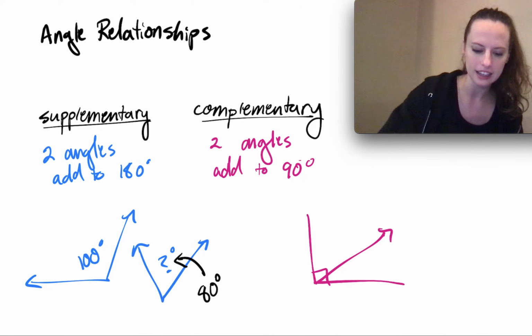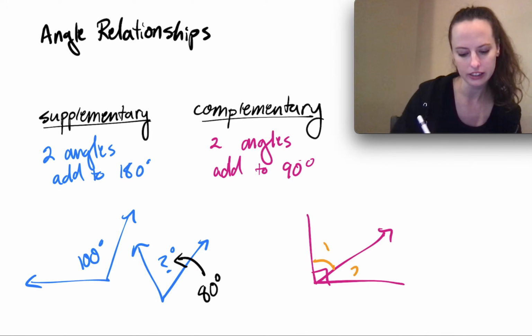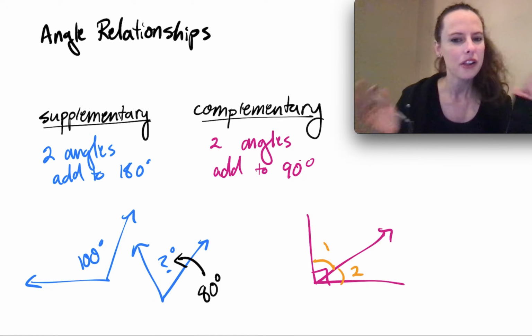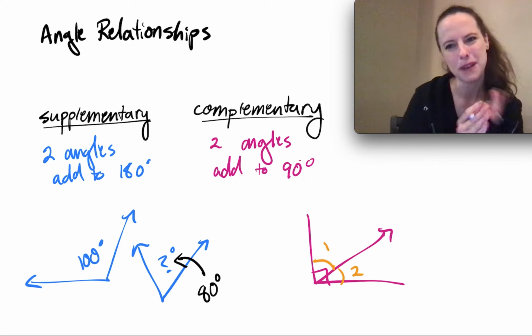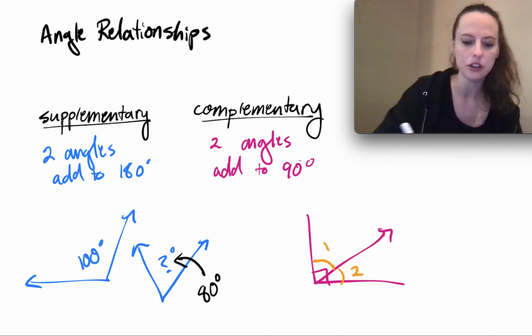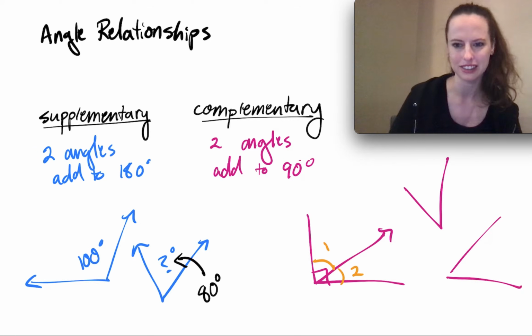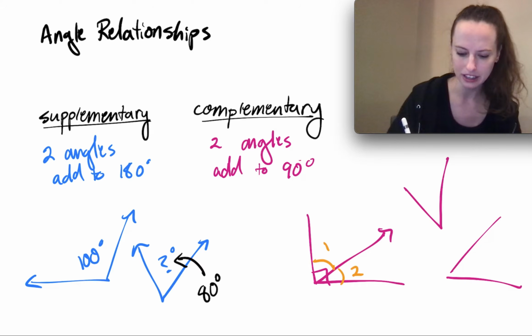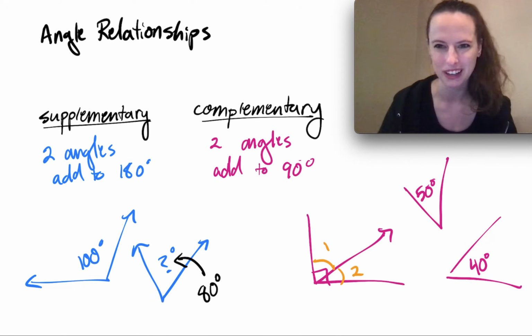So then we would say that this angle here, we'll call this angle 1, and this angle down here, angle 2, those are complementary, because when you bring them together, they make 90 degrees. That said, they don't have to be right next to each other like that. We could also have two angles that are completely separate. We could have a 40-degree angle and a 50-degree angle, and boom, those are complementary because they add up to 90.